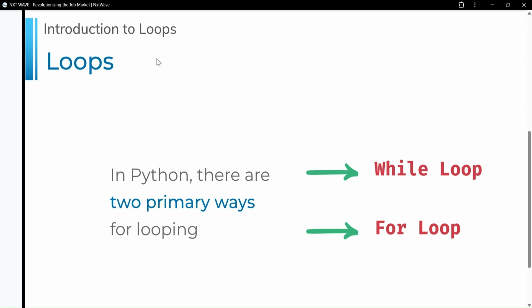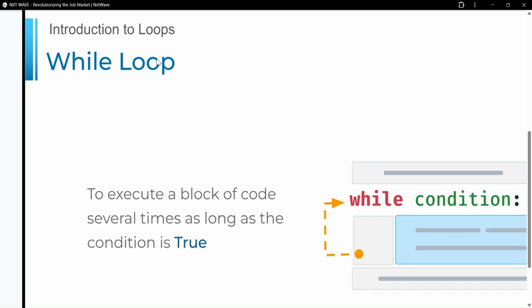We have also discussed that in Python there are two primary ways of looping. One is the while loop and another one is the for loop. In the previous section we discussed what a while loop is. In this section we will discuss the for loop.